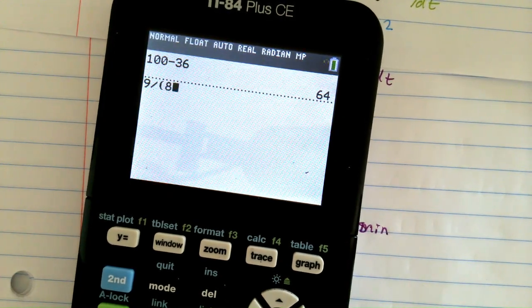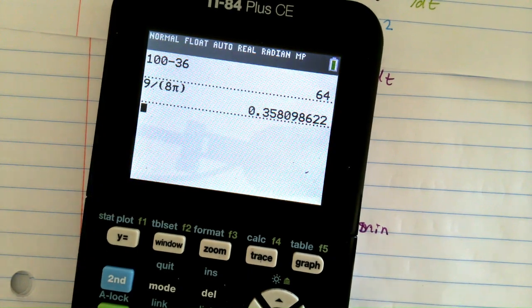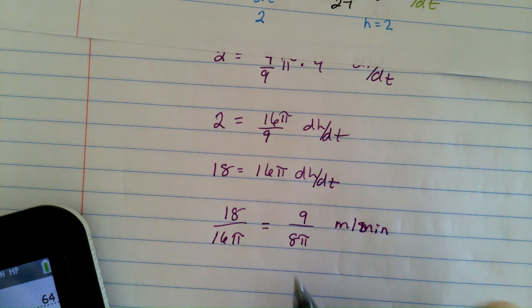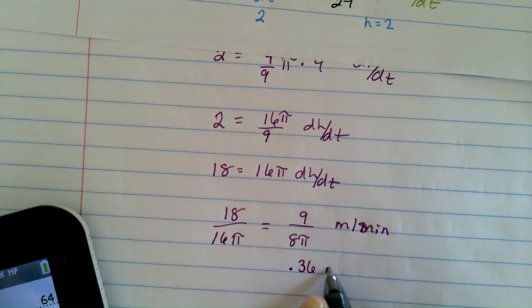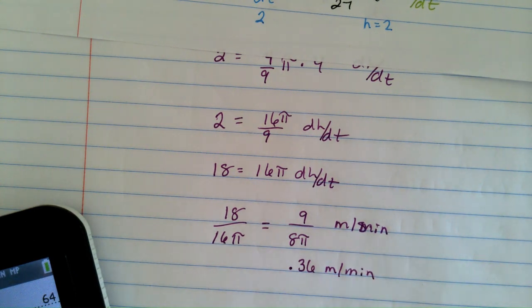Nine divided by 8 pi. So approximately 0.36 meters per minute would be how much this thing is increasing.